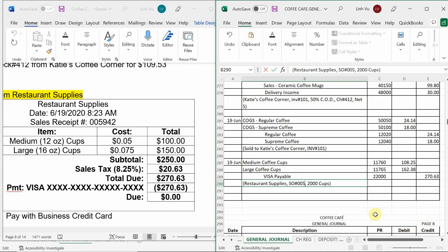$59.42. And you bought how many cups? 4,000. 4,000 cups. Okay, so now that I finished my journal and I finished page 7, that means for the next transaction, I can move on to page 8.